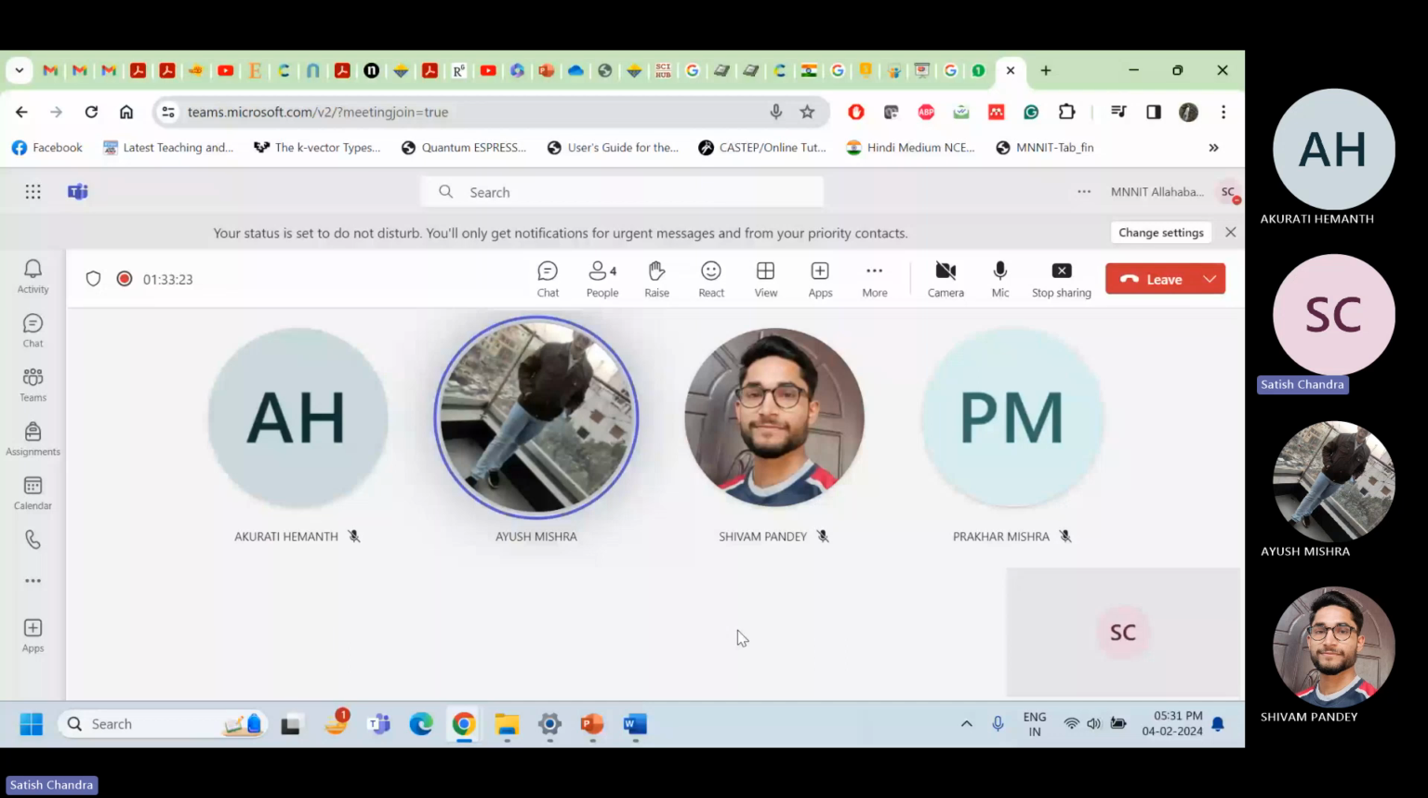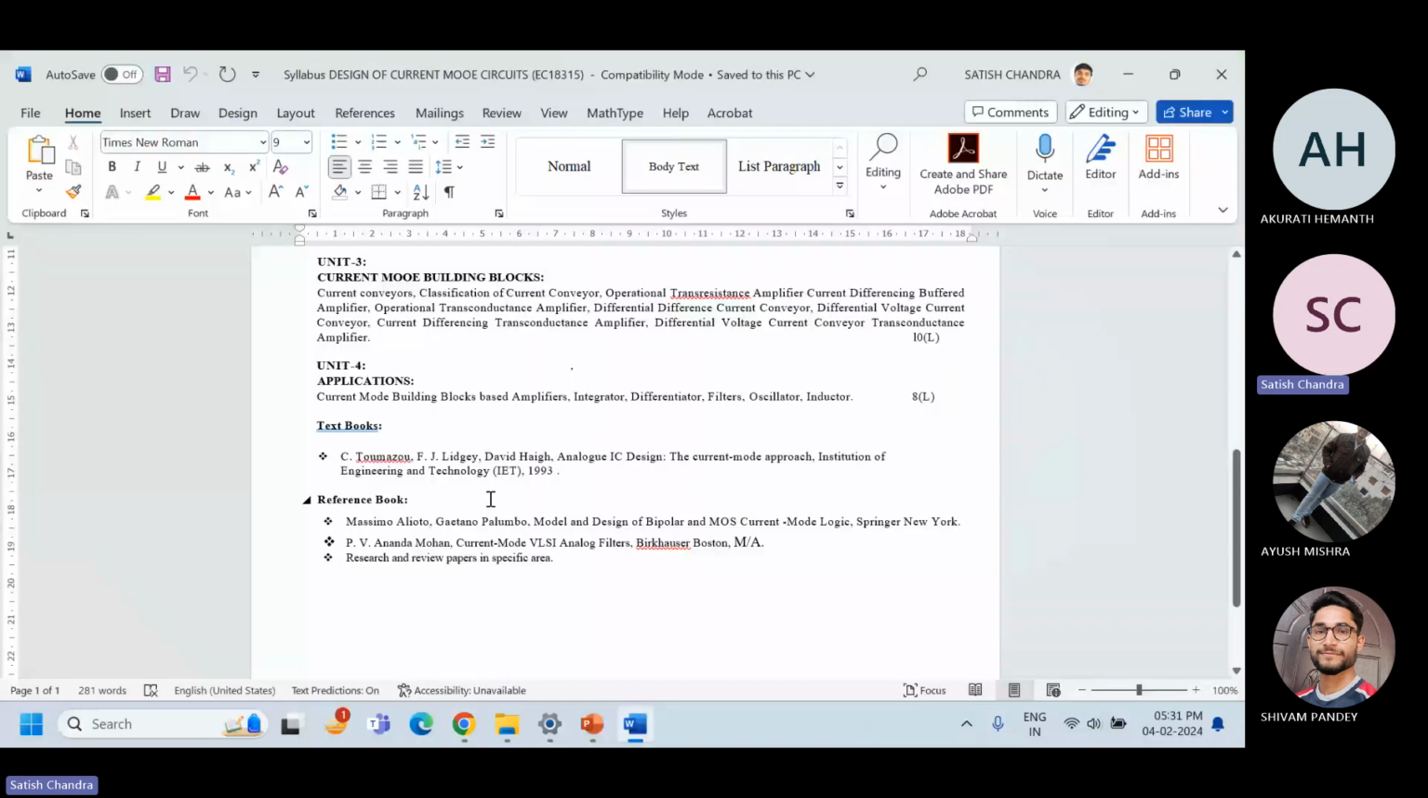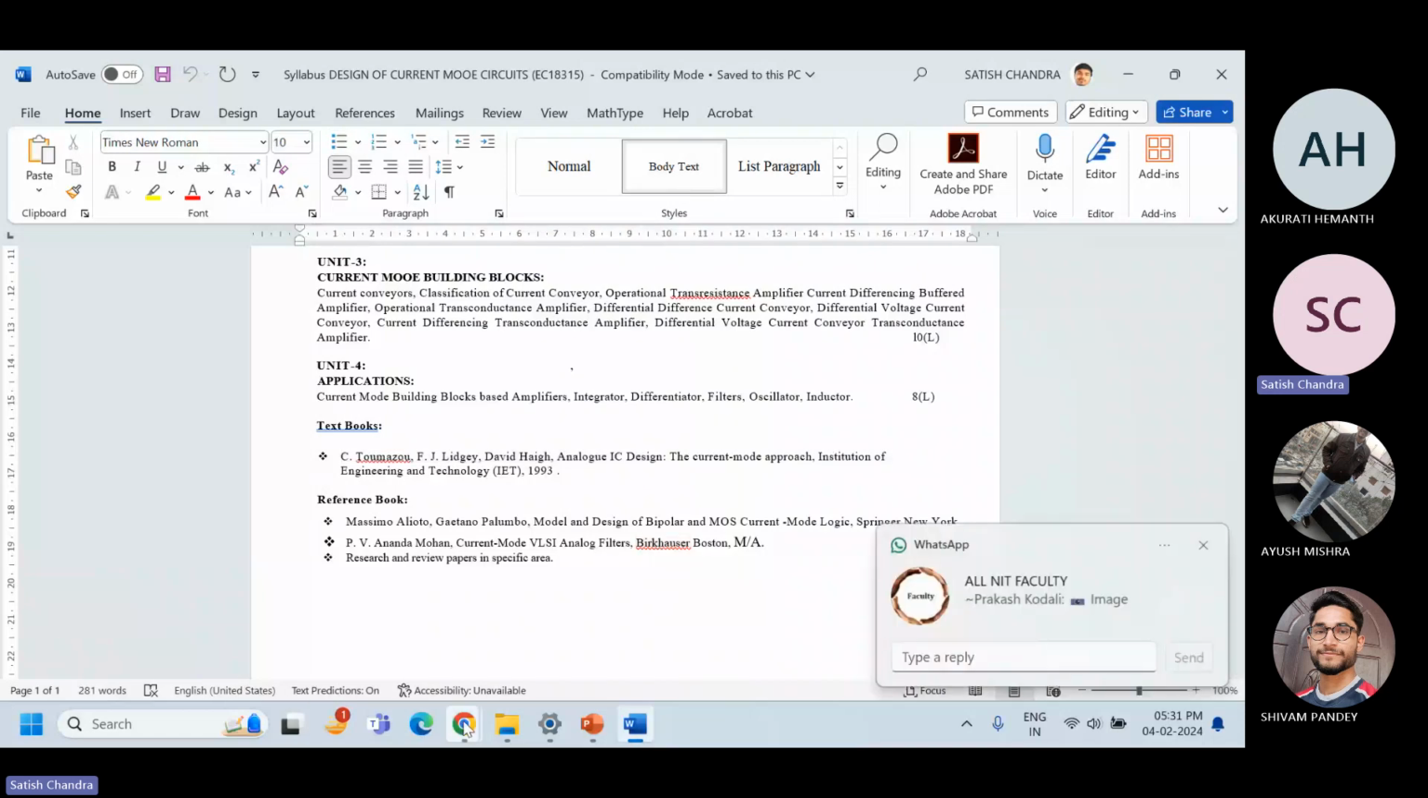For what is going on right now, you can refer to any kind of analog circuit book, not an issue. But when the current mode approach comes, at that time you need to follow this particular book only, by Tomazou, that is nothing but a current mode approach. I'm going to share this part in the PPT as well as the syllabus.